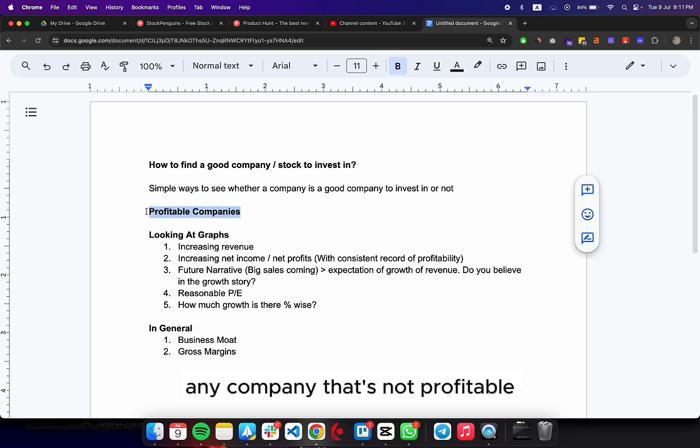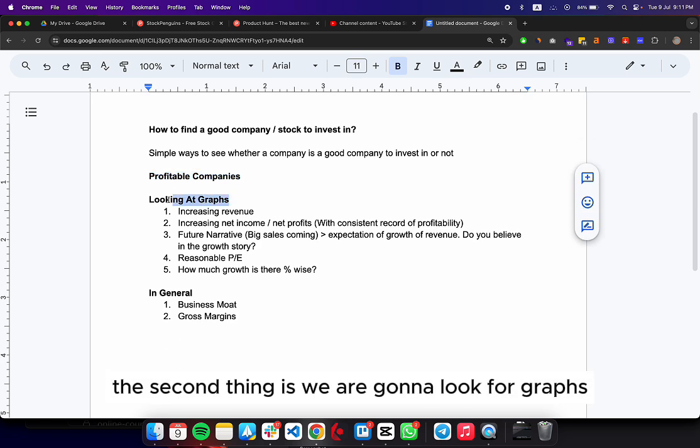Any company that's not profitable, probably do not put your money there because you are, in a sense, gambling that this company will work out. Okay, and business is very difficult. Okay, so that's the first thing. The second thing is we are going to look for graphs.